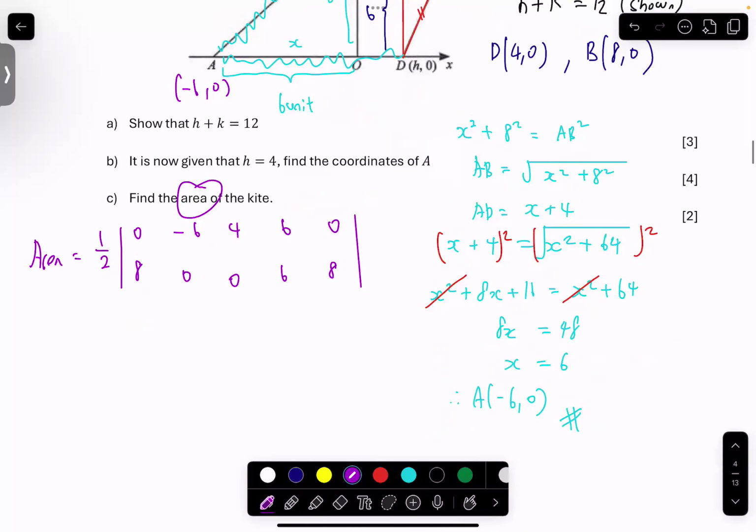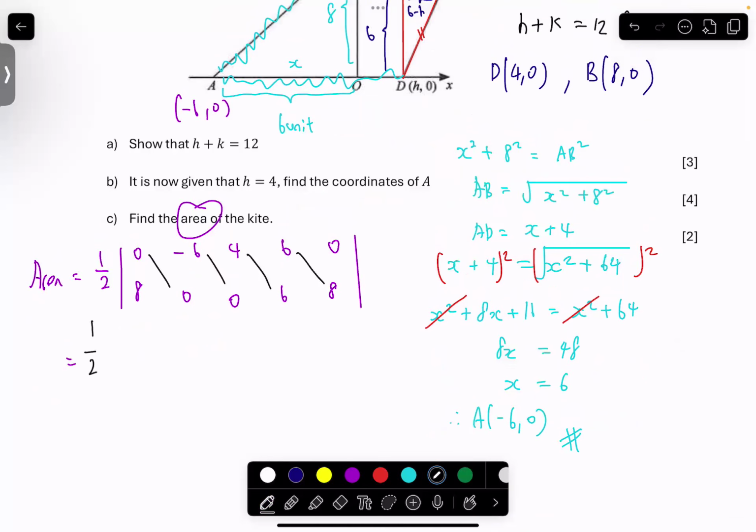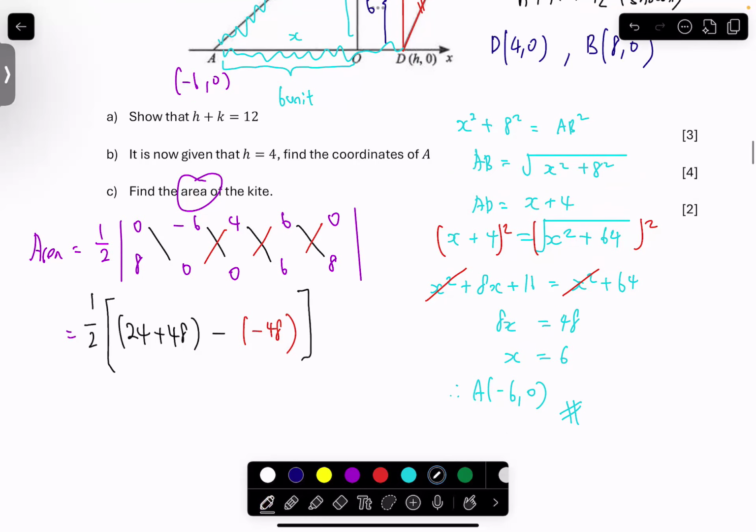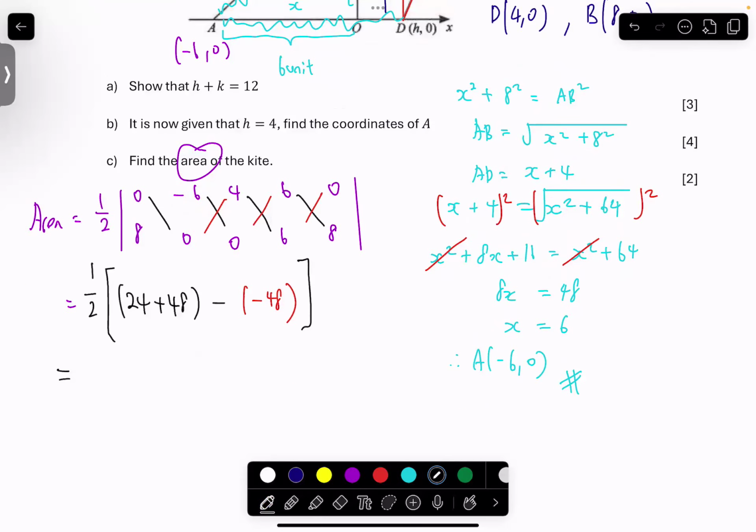So with the shoelace method, how do we calculate the area? We go one direction first. So this will be half of the bracket: 4 times 6, 24, plus 6 times 8, 48. Minus the reverse: 0, 0, and this is negative 48. Close. So that is 48, 96, 120. Half of 120 equals 60 units squared. Answer. Easy.